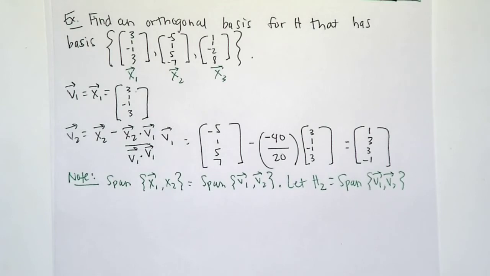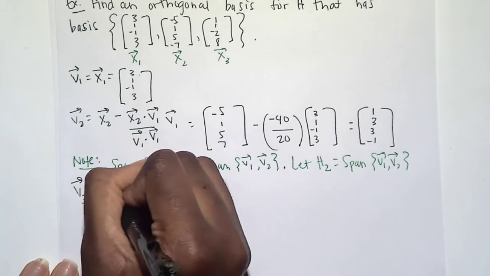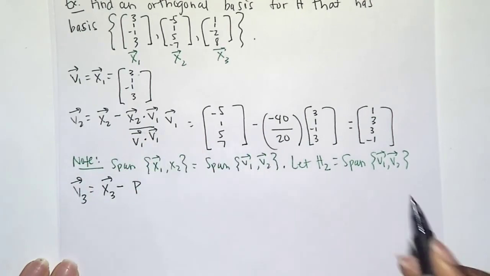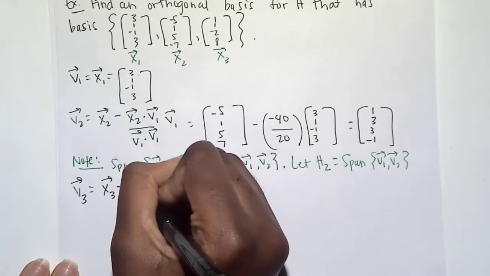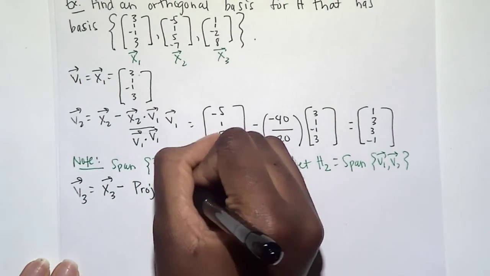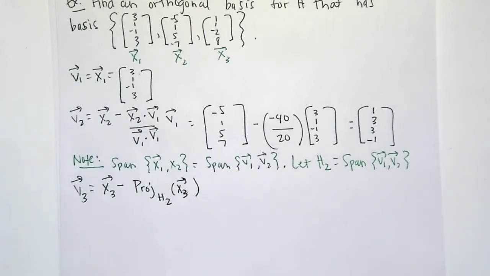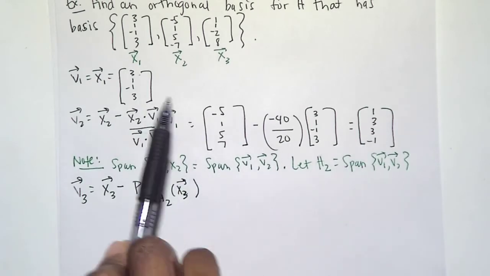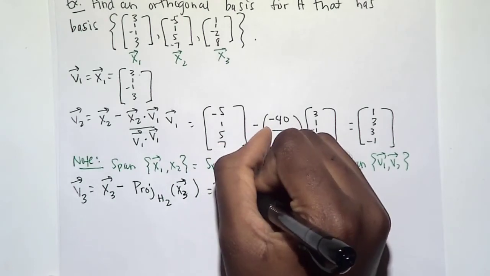So here's what we're going to do. To get our third orthogonal basis element, we're going to take x3 and we want to do our projection, but we want to project onto the whole subspace of these two vectors together. So we want to project onto h2. So we're projecting x3 onto that subspace. And we have to remember, well, how do you project onto another subspace? We have to project onto each component separately. So this is x3 minus.